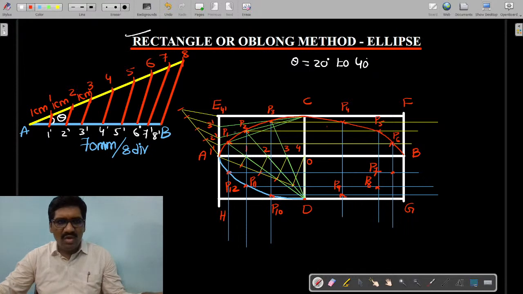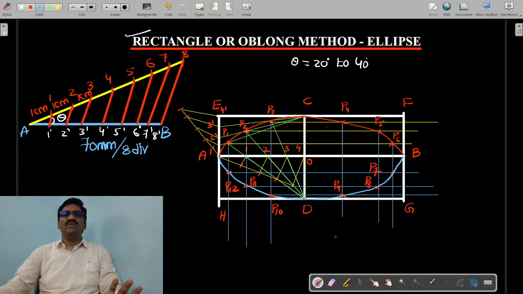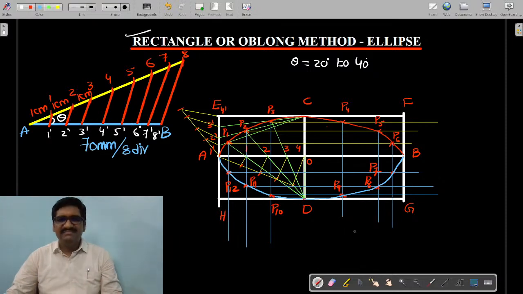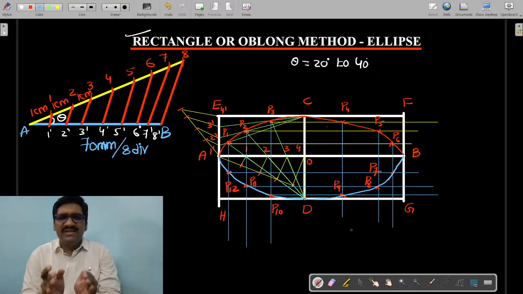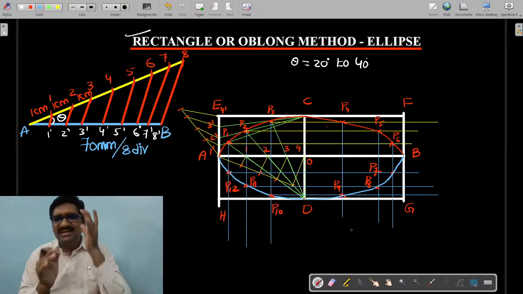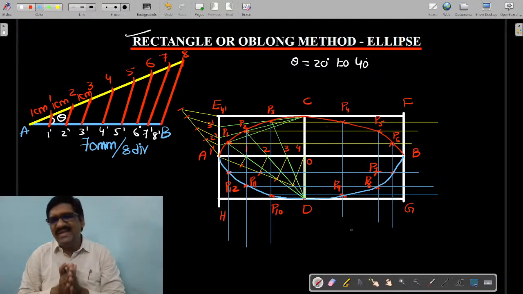Okay, all of you. So now I'm just joining these points, all of you. So D2, P9, P8, P7. This becomes the case. All of you, we got a perfect ellipse. So this oblong method can be asked for a minimum of 7 to 8 marks in the exam.